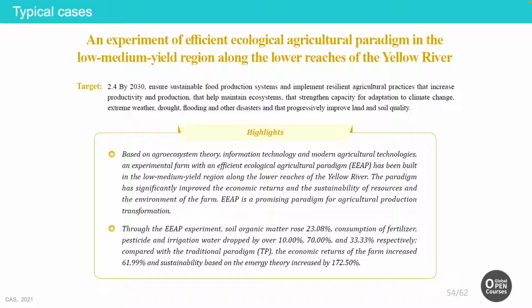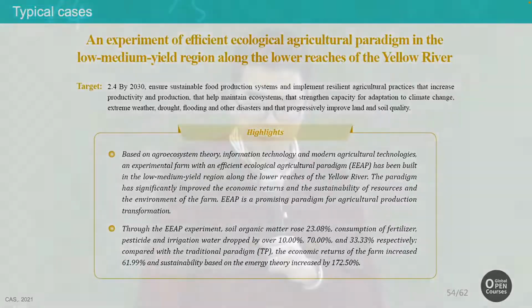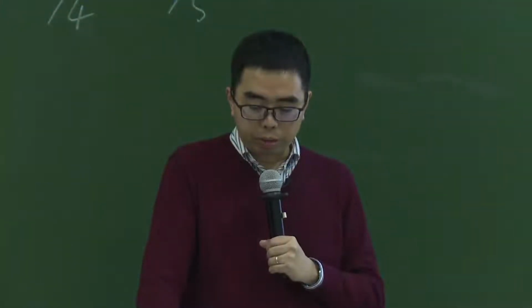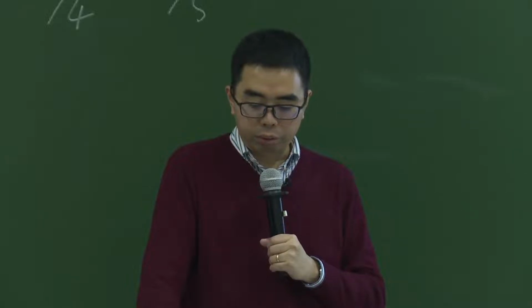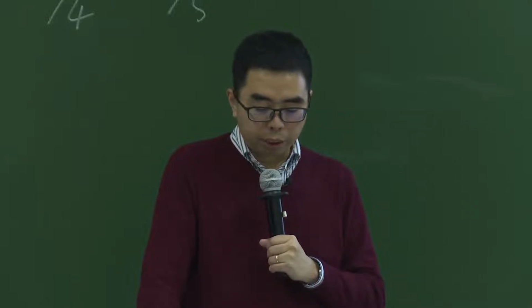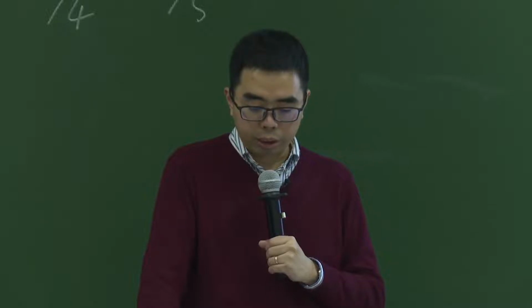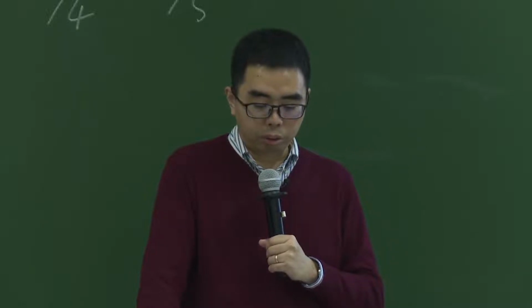Here is the experiment of efficient ecological agriculture paradigm, called EEAP for short, in the low and middle yield region along the lower reach of the Yellow River. This paradigm has significantly improved economic returns and the sustainability of resources and the environment of the farm.